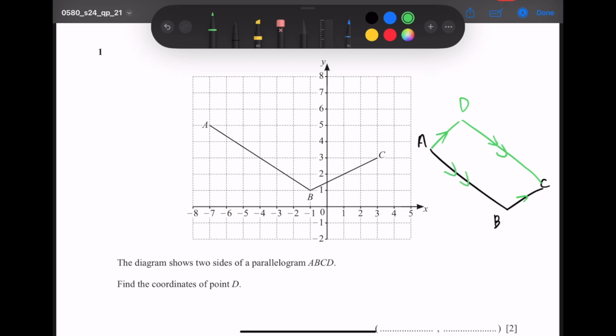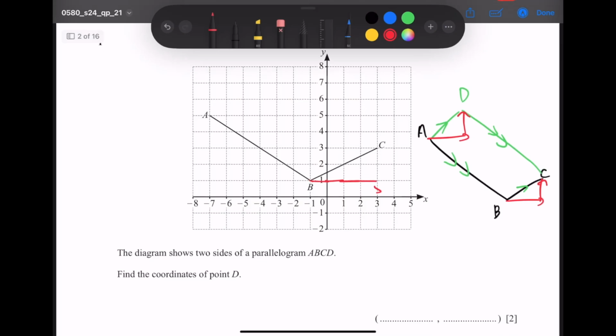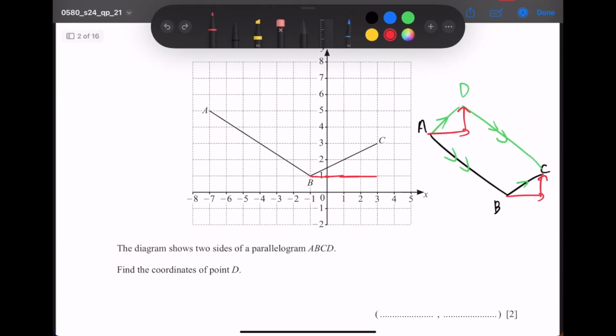So to ensure this, you have to make sure that the horizontal and vertical distance between the points B and C is the same as the horizontal and vertical distance between the points A and D. So in this case, the horizontal distance between the points B and C is 1, 2, 3, 4 units to the right and 1, 2 units upwards.